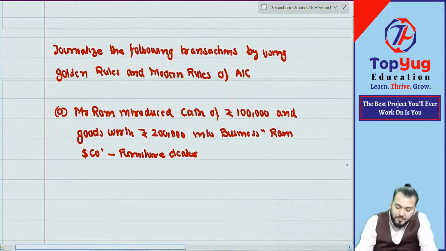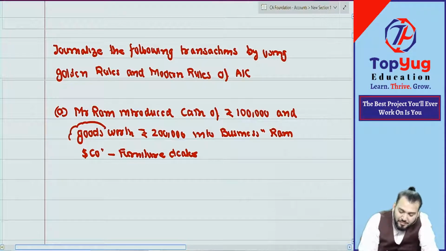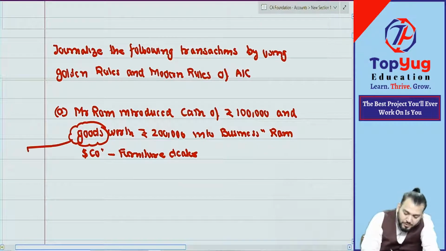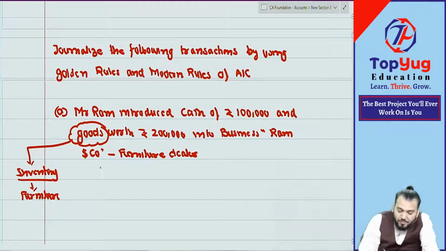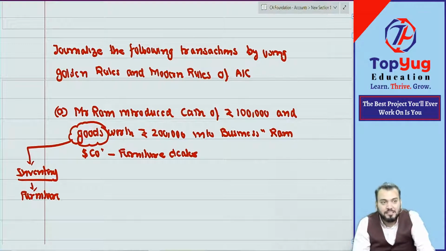This goods is nothing but inventory. So here inventory will be furniture only, because he is a furniture dealer. Whenever we say goods, it means it is inventory, meant for sale purpose, not for use purpose. Understood? Now, what will be the journal entry?